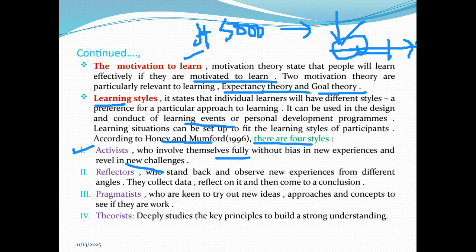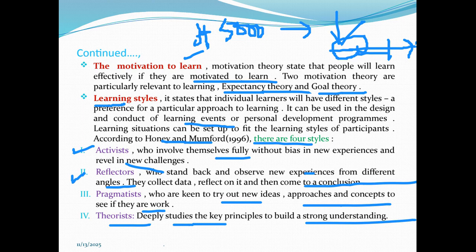There can be another kind of individual. They are not activists, they are reflectors, who stand back and observe new experiences from different angles. They collect data, reflect on it, and then come to a conclusion about whether they should do it or not. Pragmatists are keen to try new ideas, approaches, and concepts to see if they work. And theorists deeply study the key principles to build a strong understanding.